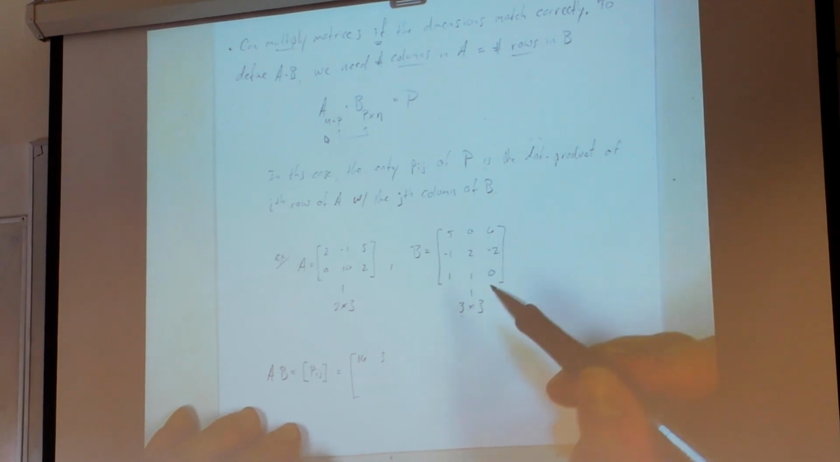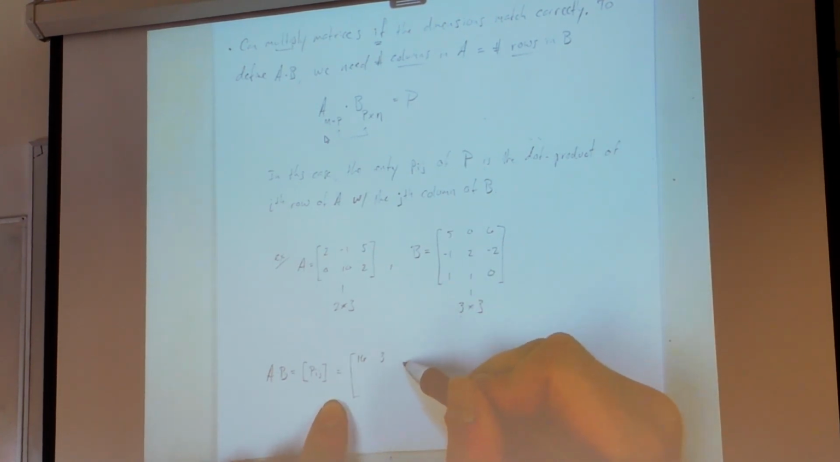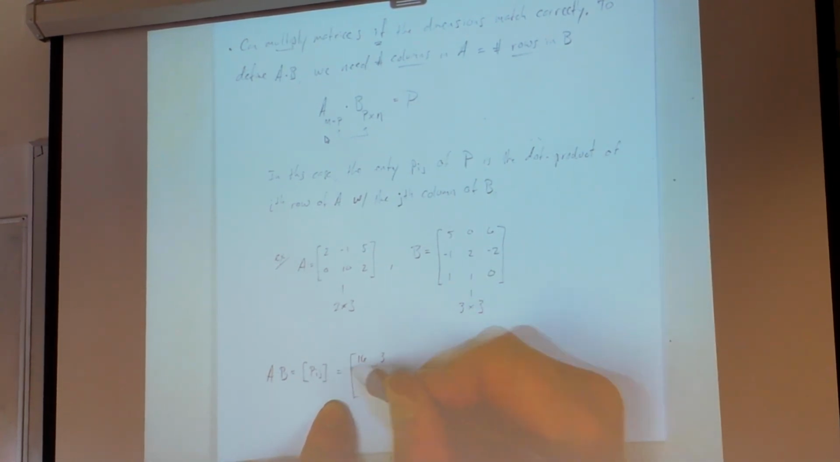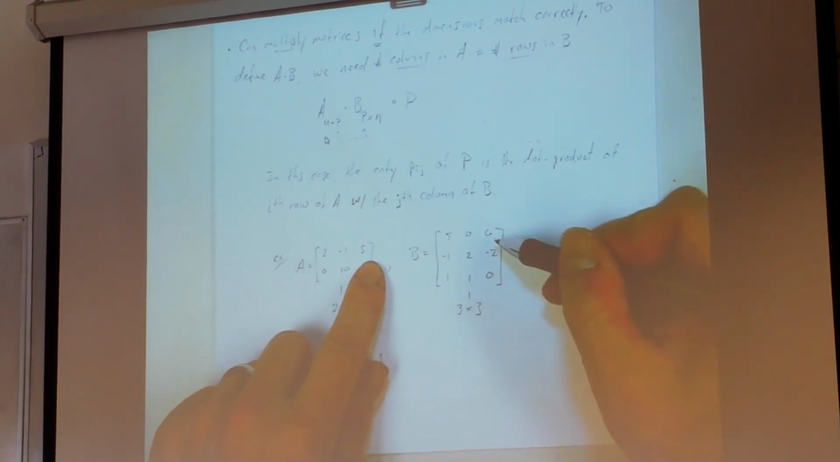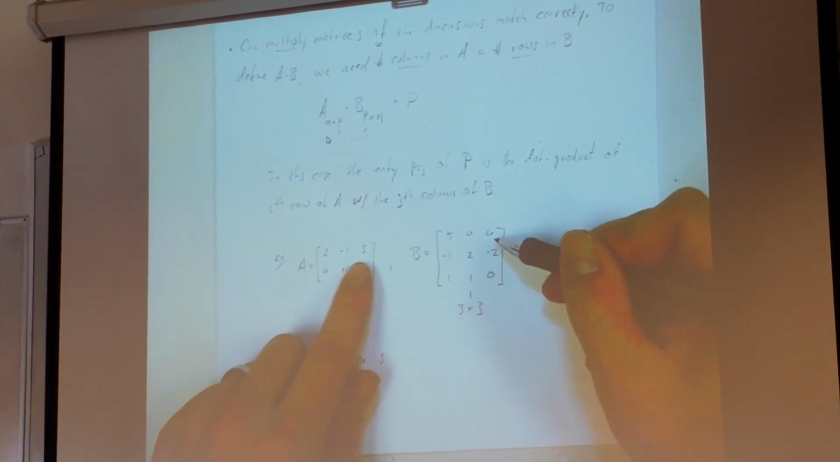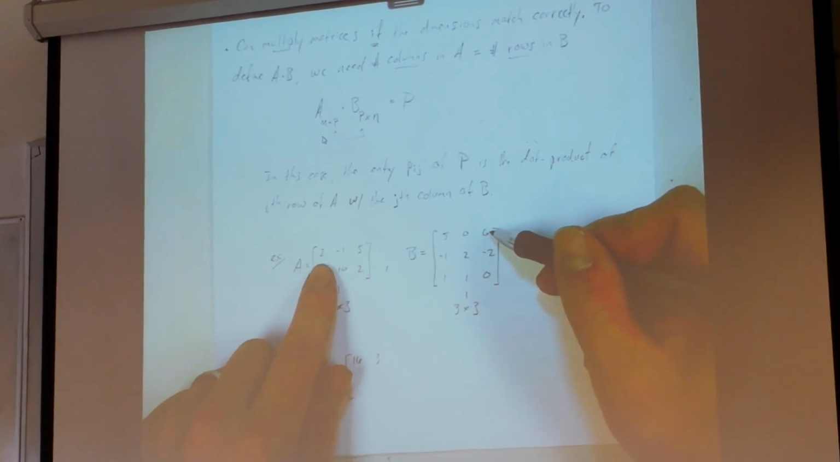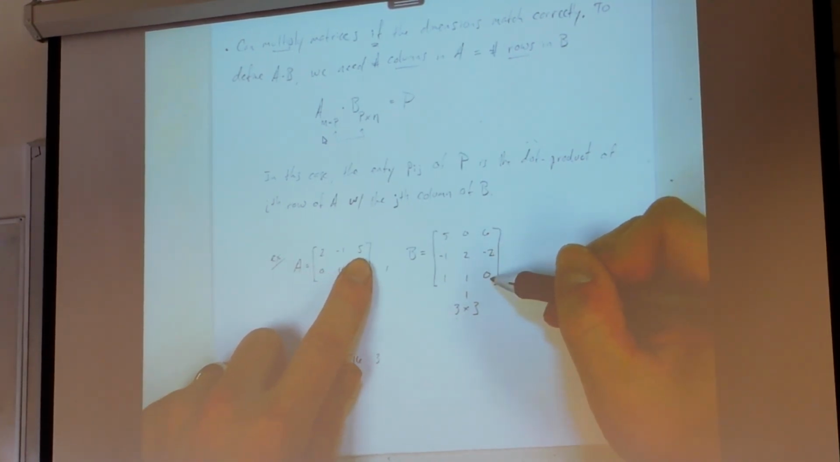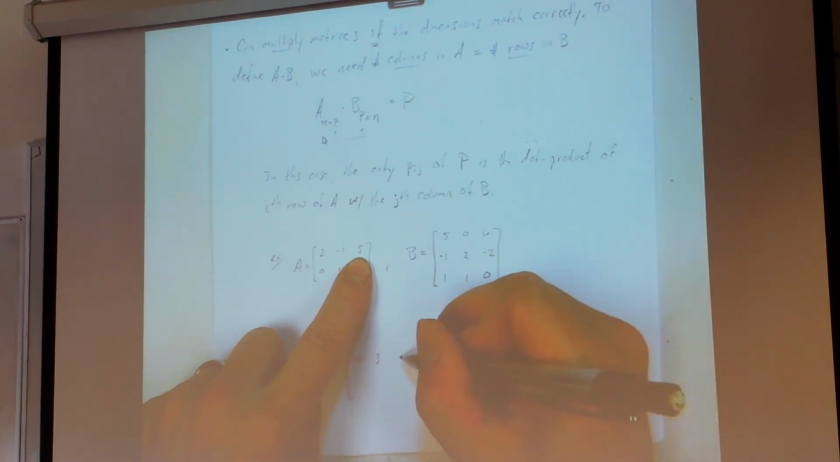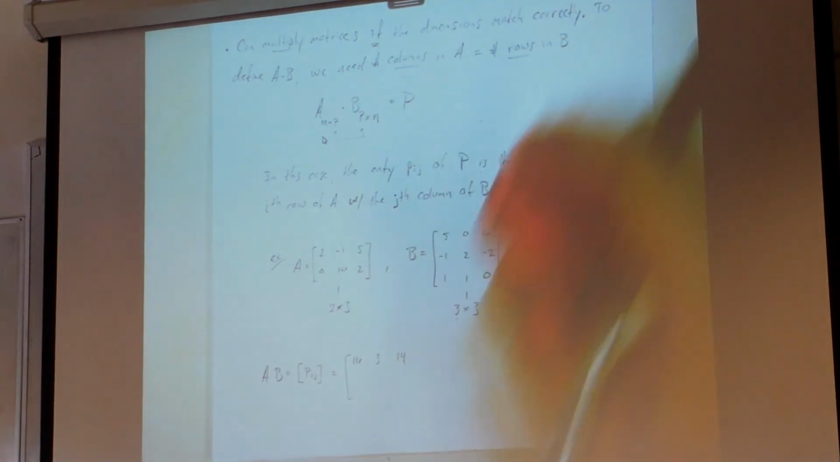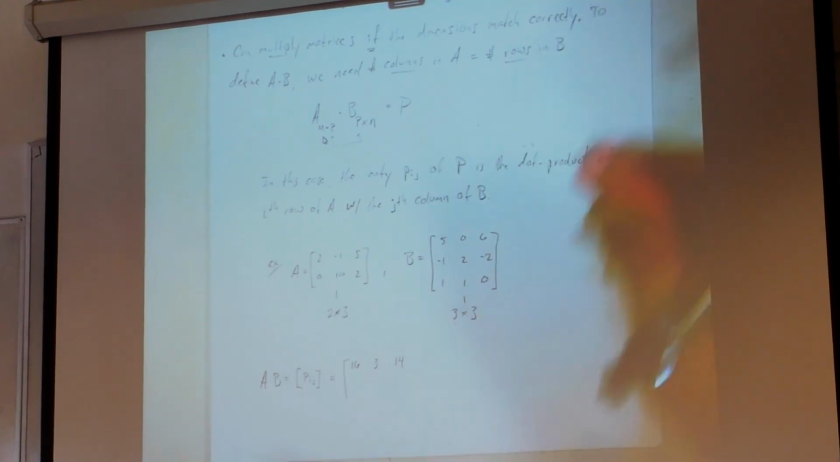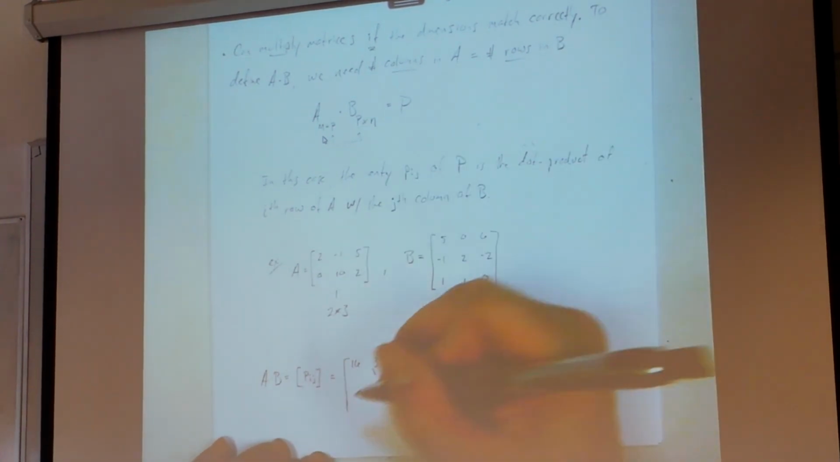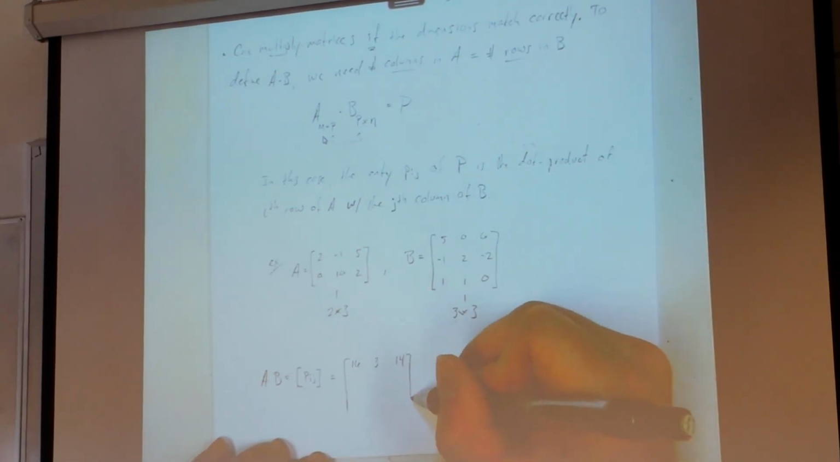All right, and then my 1, 3 entry, row 1, column 3. Dot product, 12, so 2 times 6 is 12, plus 2, that's 14, plus 0. All right, need a little more room on this guy. Now I move on to the next row.